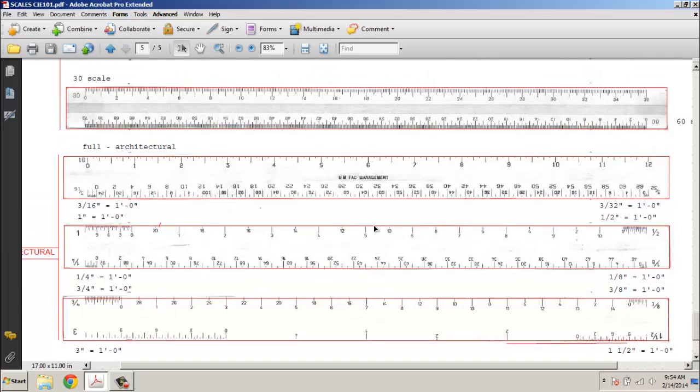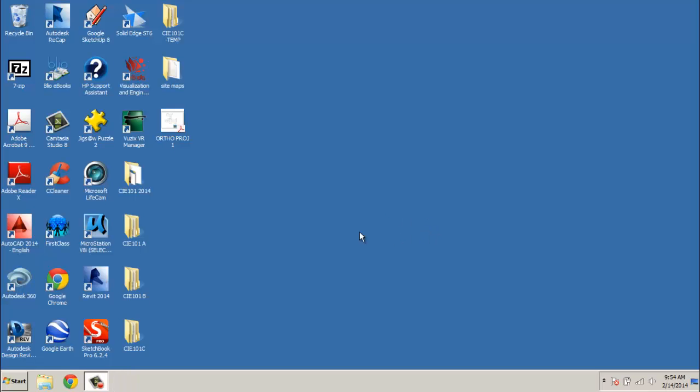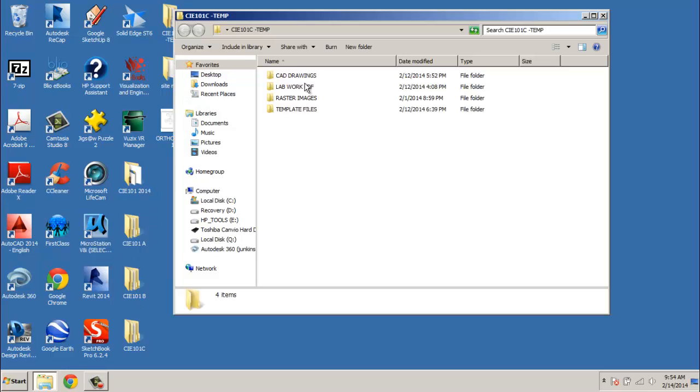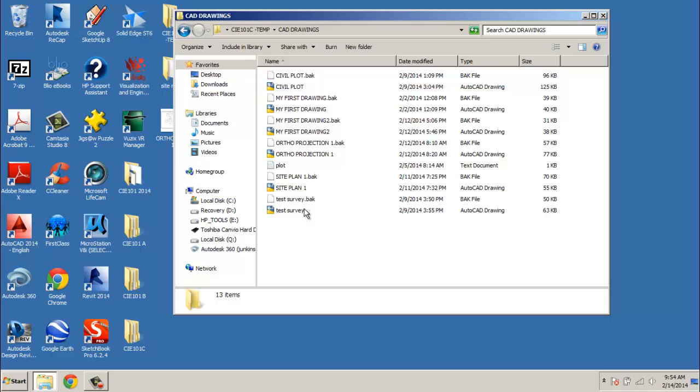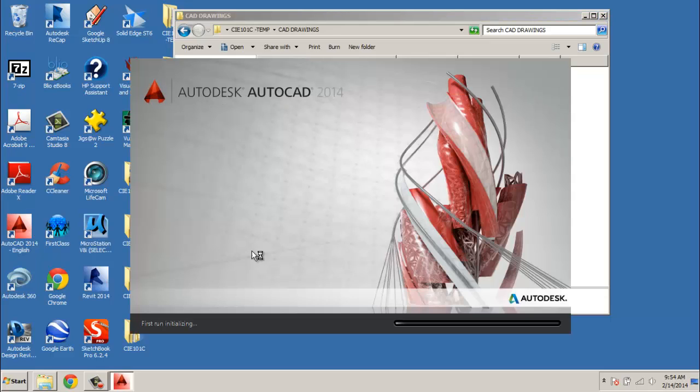So if we go and take a look, I'm going to close this out now, and we're going to take a look. I don't want to save anything. At our drawing, I think I probably have one here, and we have a bunch of them. There's a site plan. Yeah, this one looks kind of, don't know how far along it is.